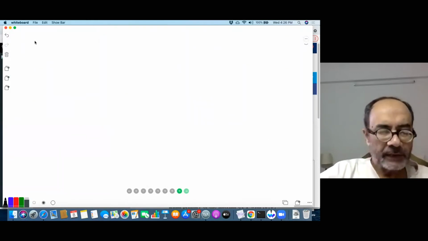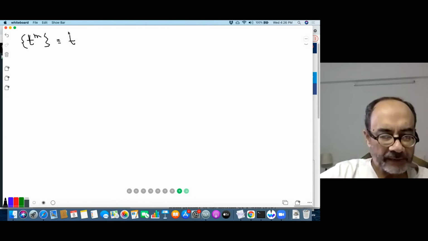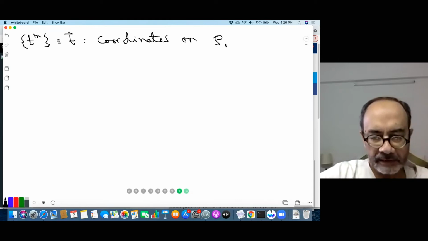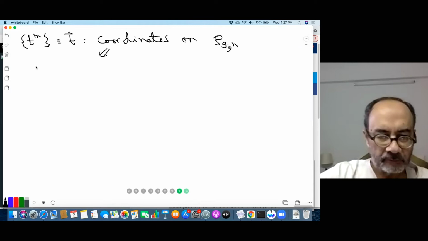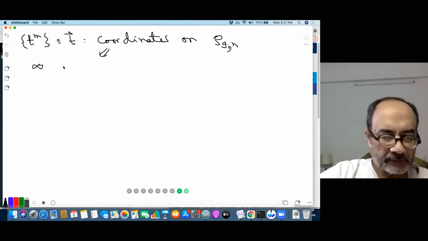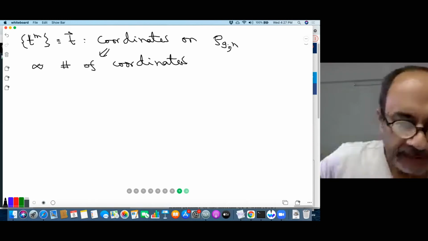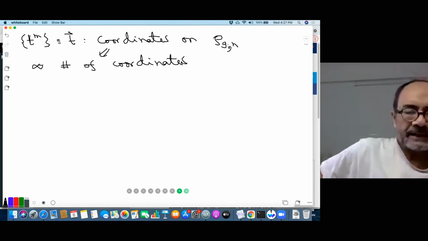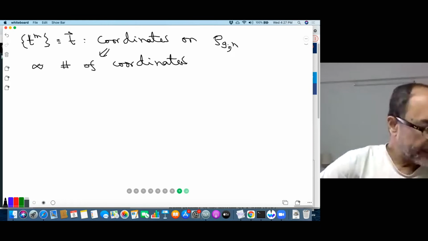Okay, so let me introduce some formal notation. t_m, which I'll also denote as a vector t, are the coordinates on PGN. There are of course an infinite number of them. Fortunately, when you do actual computation, you don't have to deal with this infinite number of coordinates. But right now, let's introduce a full infinite set of coordinates.